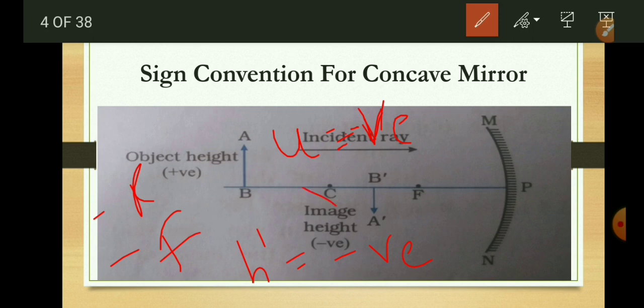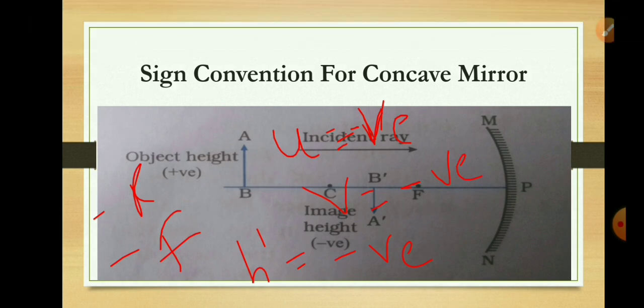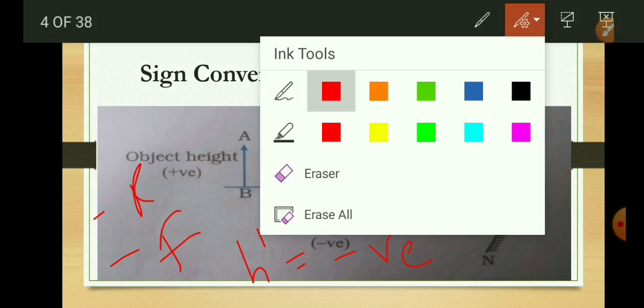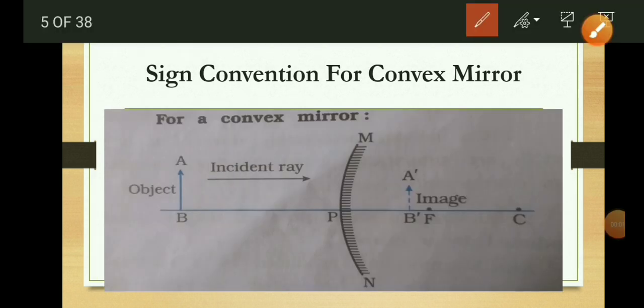V will be negative if the image forms in front of the mirror. So this is about sign conventions for concave mirror. Now next is sign conventions for convex mirror.